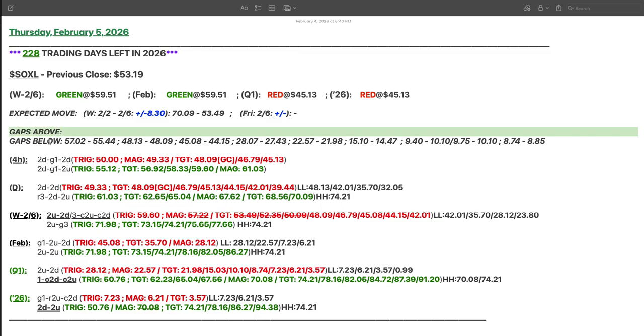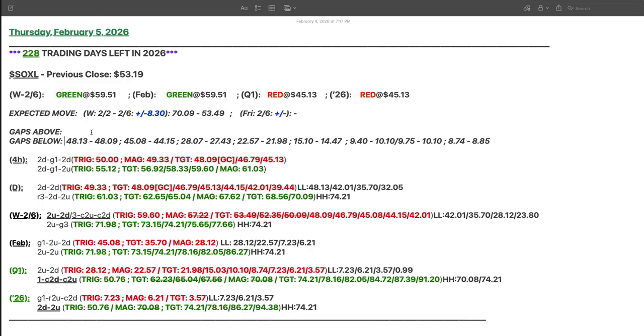No gaps above right now. And we know that we closed the gap here, so we can get rid of that. Should have done that. Sorry about that. But we do know where our gaps are below, right?